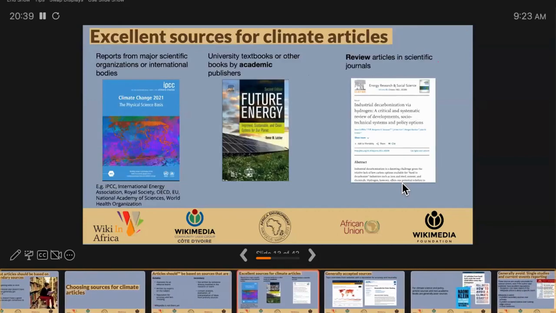So great, really top line sources for climate articles: reports from major scientific organizations. IPCC reports are kind of the gold standard. They're also really difficult to use. Other ones in the footnotes here, World Health Organization is great, Royal Society, International Energy Agency, that's one of my favorites because they're so open and they actually allow copying now. Very recently, they started allowing copying of their content into Wikipedia for the most part. So those kinds of sources are great. University textbooks, books by academic publishers are also really great. And in scientific articles, we look for what's called review articles. So articles that summarize or comment on existing research.